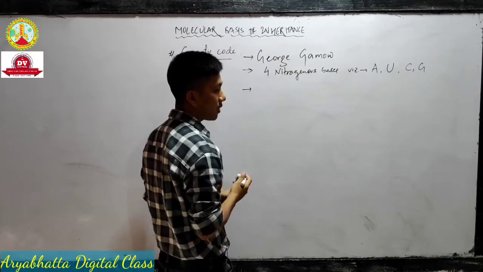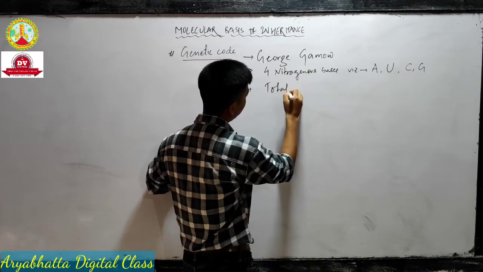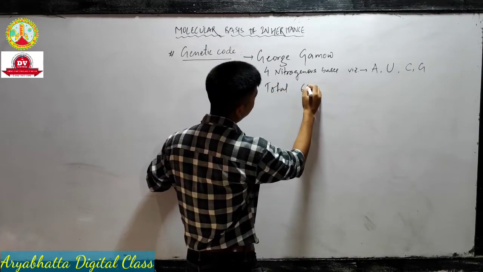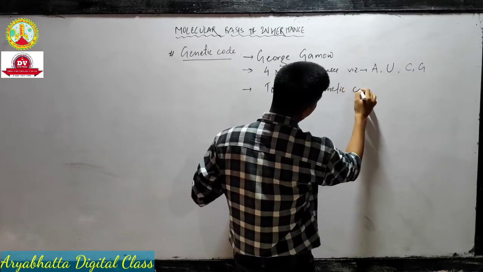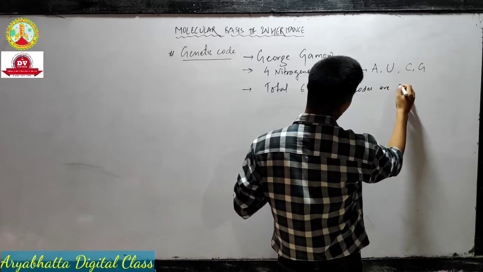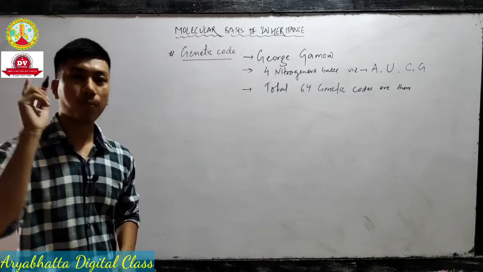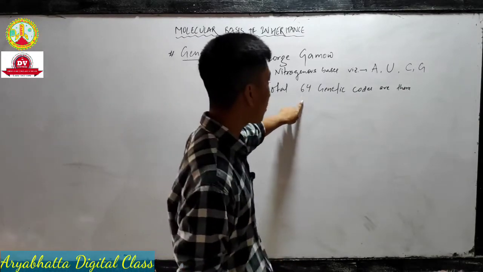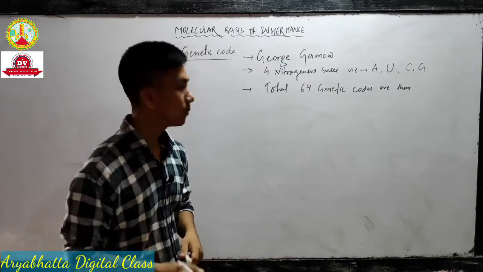So how many total genetic codes are there? 64 genetic codes. Alright. So 64 genetic codes are there. How come 64 from 4 nitrogenous bases? We're going to see that. Don't worry.